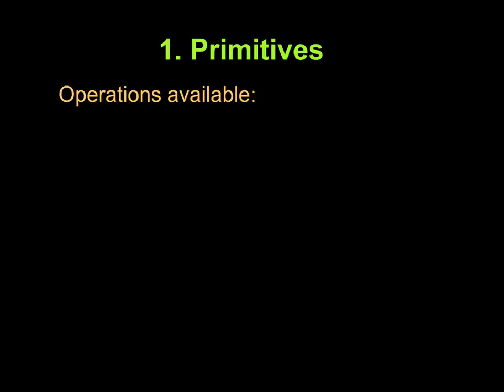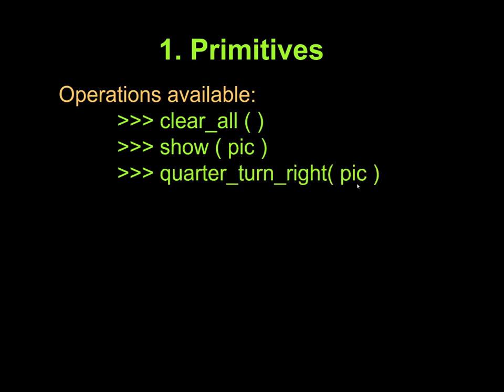The operations available to us: first one, clear all. This is to clear up the screen so that it becomes empty again. Show a particular picture, and this picture is one of those that are given to us, as we will see in the following. Quarter turn right picture: given a picture, you can make a quarter turn, that means a 90-degree turn to the right. Stack picture 1 on top of picture 2.